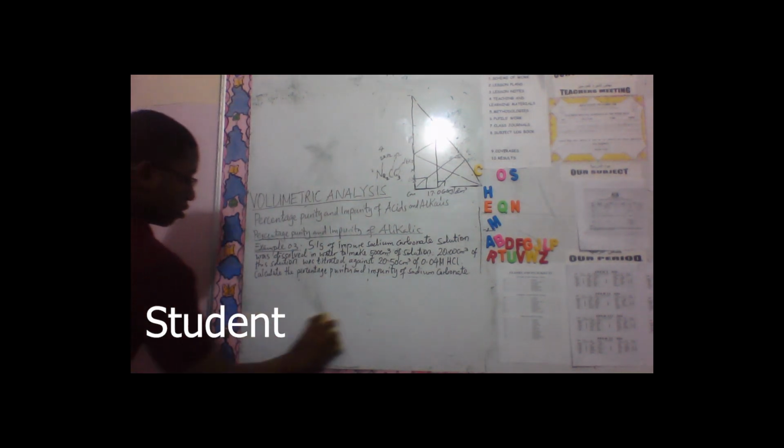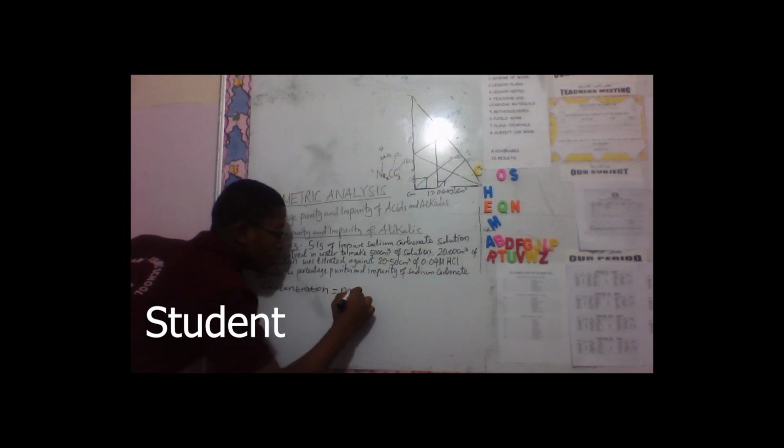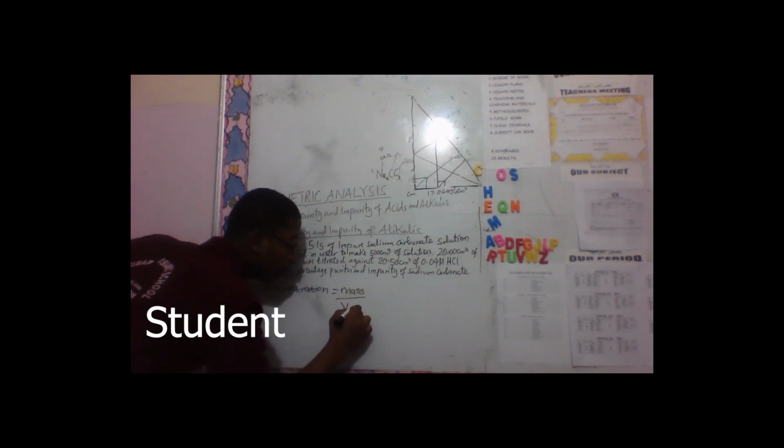We are going on by finding the concentration of impure substance. Which formula will help us to get the concentration of impure substance? Concentration is equal to mass over volume.